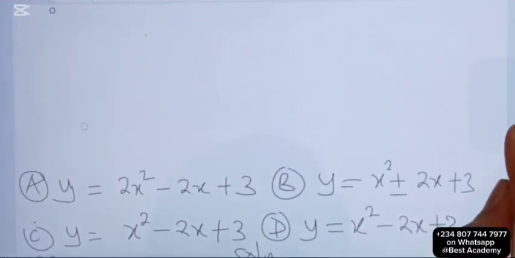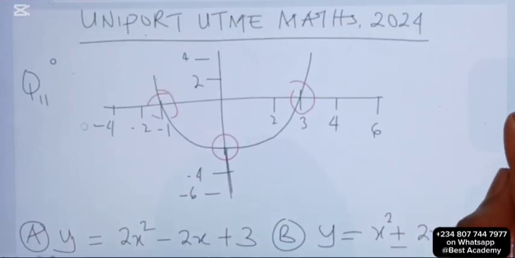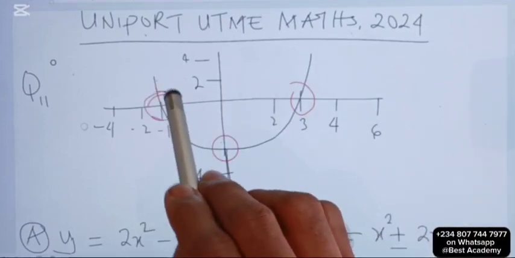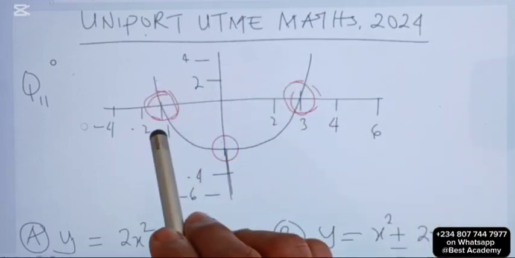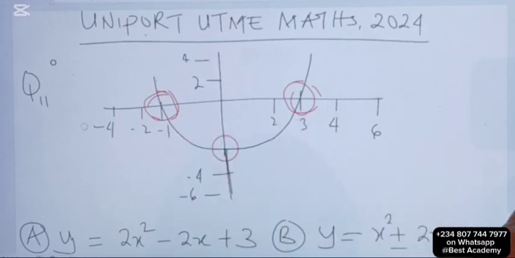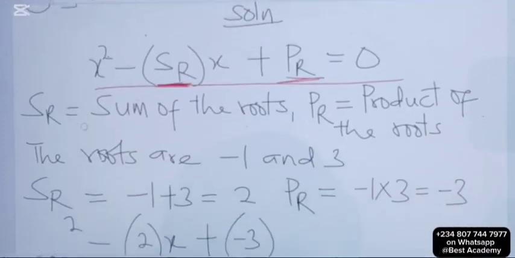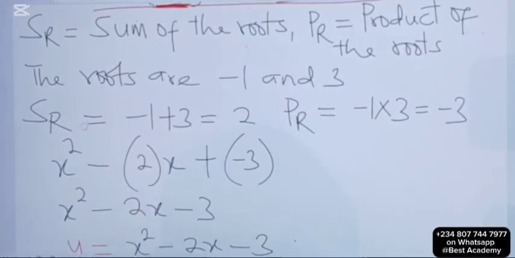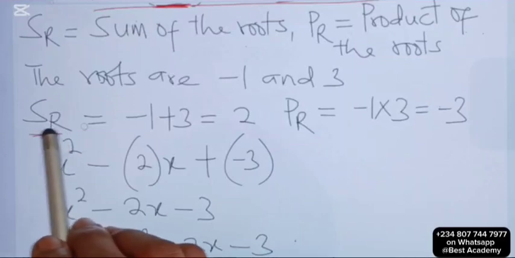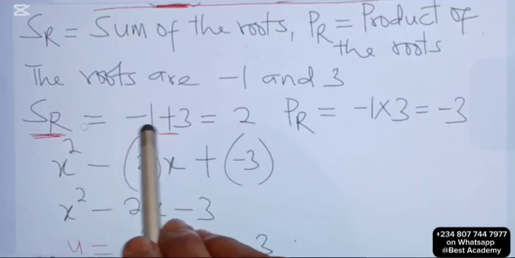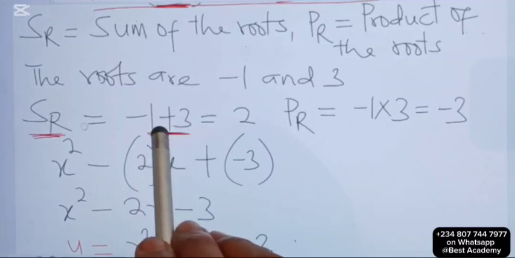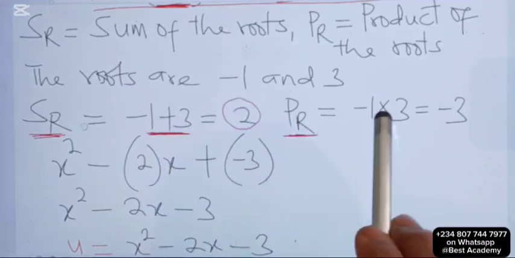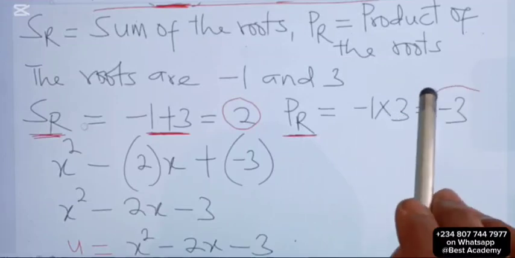How do we find the roots in that given graph? To find the roots, we use the intersection points. These are the intersection points here, this and this, and the points are what? -1 and 3. So taking those points, we have -1 and 3 as the roots. Finding the sum of the roots, I add those two roots: -1 plus 3 will give us 2. Now multiplying those two roots, -1 times 3 will give us -3.